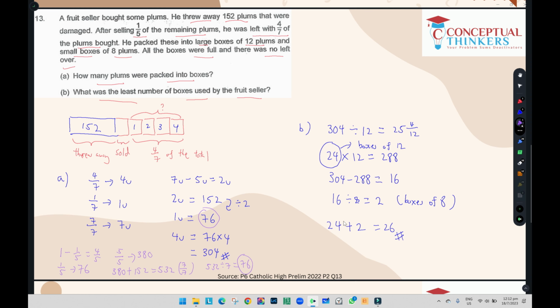Okay, now in terms of part B, it's not so direct. We can't actually really check whether our answer makes sense. But what we can do is ensure that our calculation is actually correct, so that we didn't make any mistakes in terms of calculation. So ensure that we are using the correct numbers, for example, using 12, and using our 304 as the part A answer to solve the question.